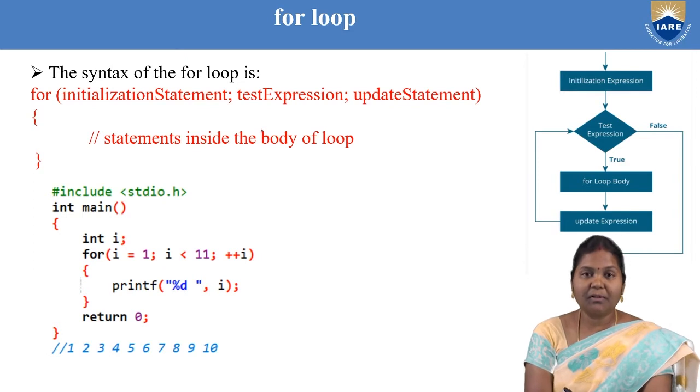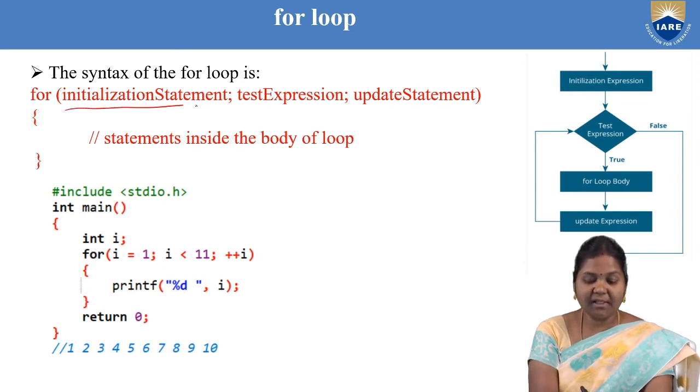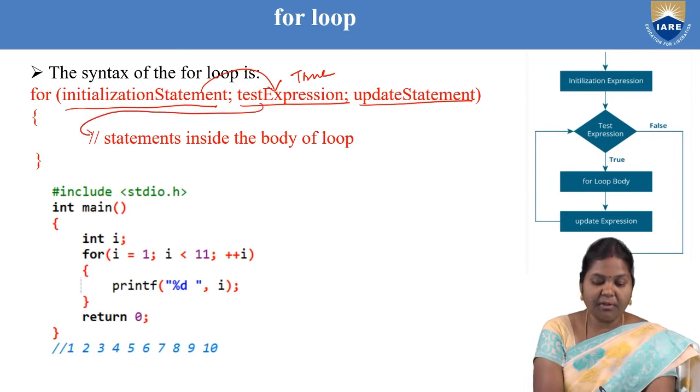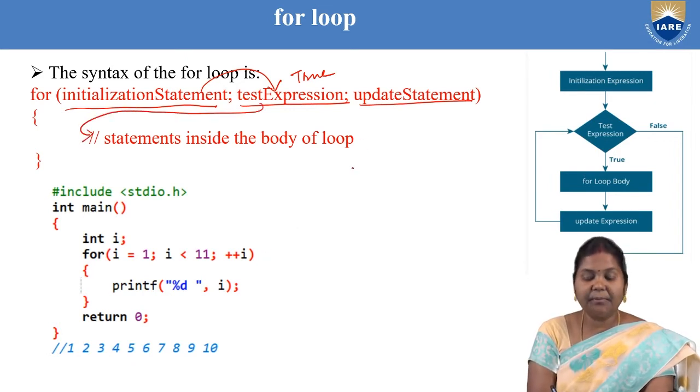The for loop has three parts. The first part is the initialization statement, then the test expression and the update statement. In the initialization statement, any looping variable you want to use can be initialized with a particular value. Then the condition has to be tested. After initializing, the test condition is tested. If the condition is true, the control will enter into the body of the loop and the body of the loop is executed once.